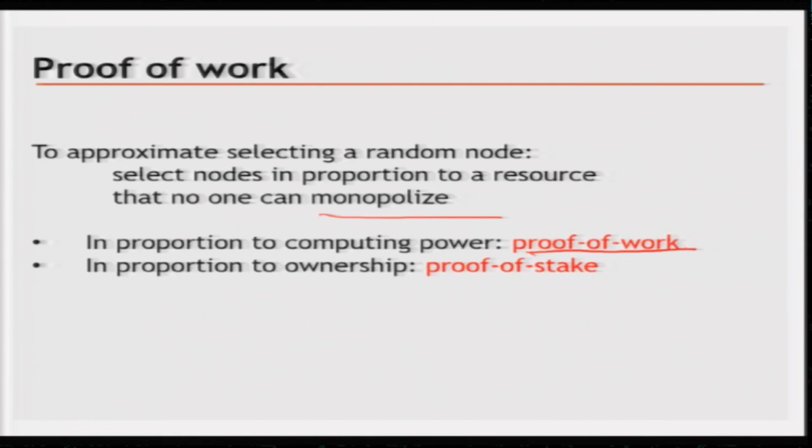There are also other possibilities. For example, Ethereum now also has a proof of stake. Proof of stake is in proportion to ownership. So, according to how much you have already acquired, your proportion of being selected is decided. But in Bitcoin it is only proof of work. So, we will right now focus on the proof of work.